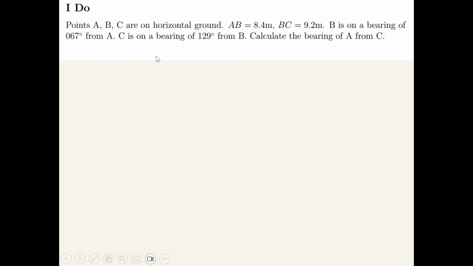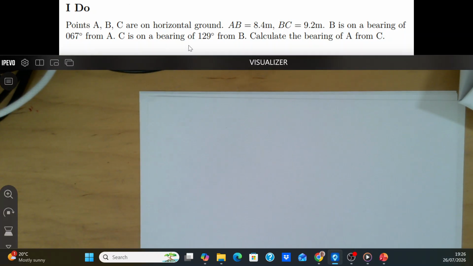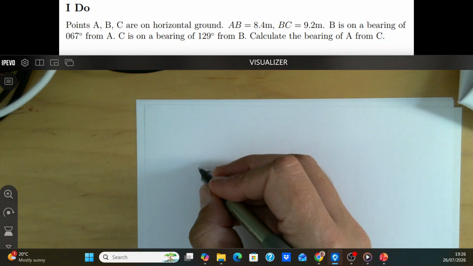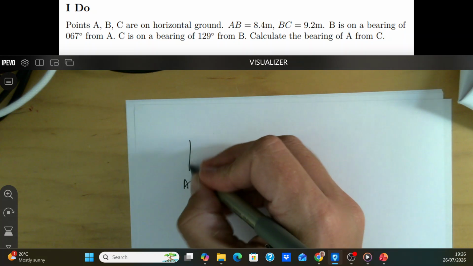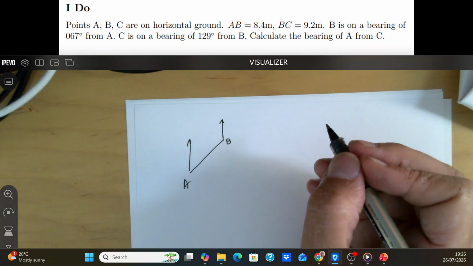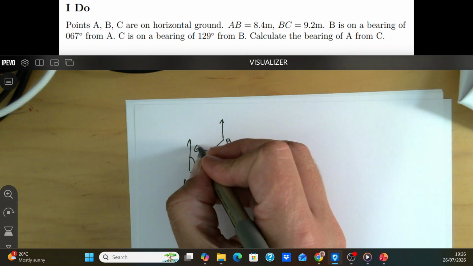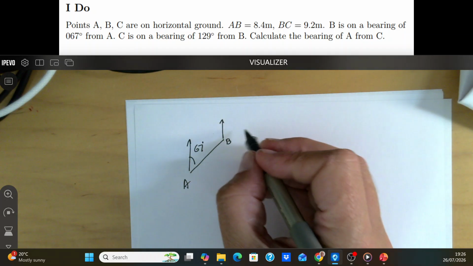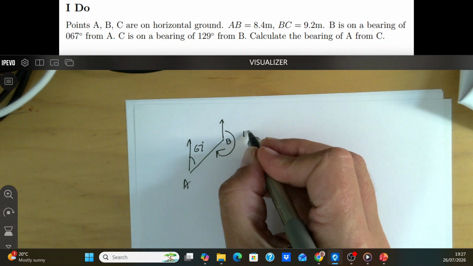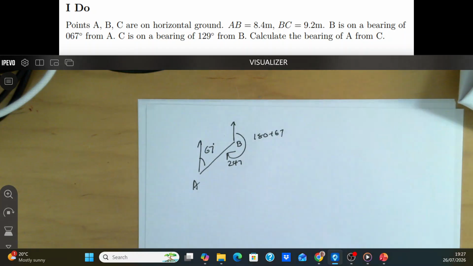Right, it's a bearings question. First thing I always think when I've got a bearings question is, can I sketch it? So I've been told I've got AB, AC and bearings. So I always try to sketch the bearings first for the angles. So I've got A to B. Notice how I just put my north lines in straight away. And I am told that that is 67 degrees. So immediately I know this angle is 180 plus 67, 247. That might be useful, it might not be.